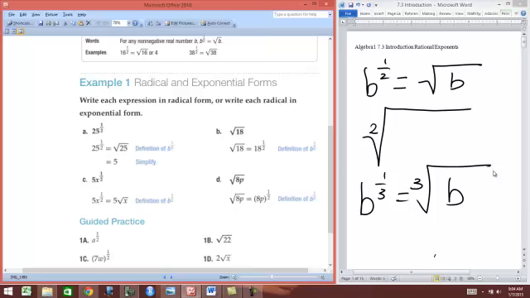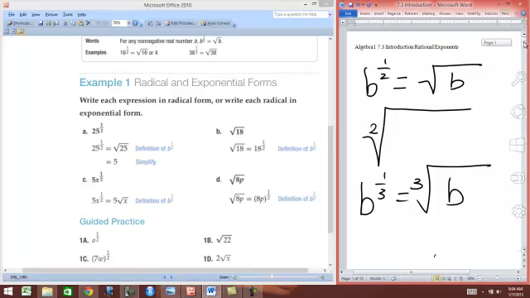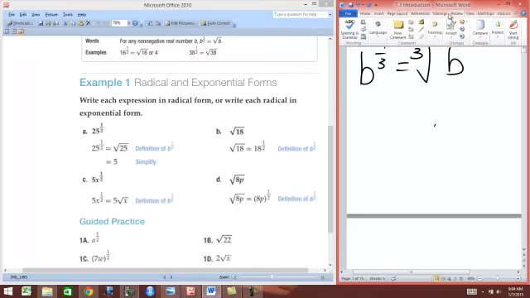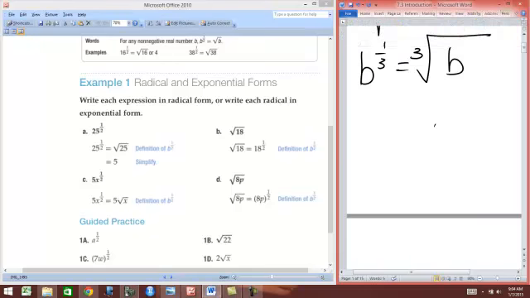All right, now you are required to turn in guided practice on Thursday. So let's do some right now. Let's work through these, or you can go ahead and just do them on your own because you can see them right here. Just please put them on a piece of paper labeled with today's date and 7.3. We're going to take each expression and write it in radical form if it's in exponential form, or in exponential form if it's in radical form.